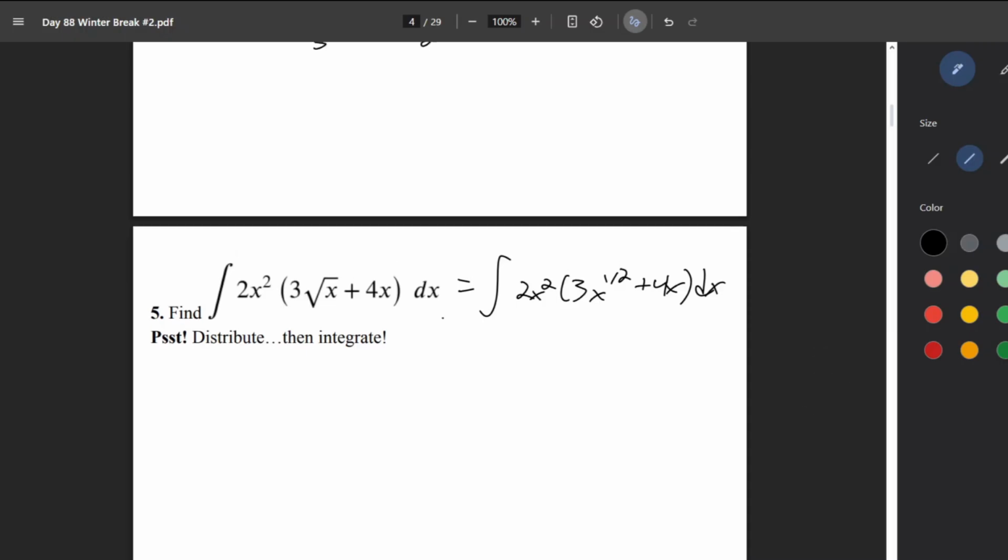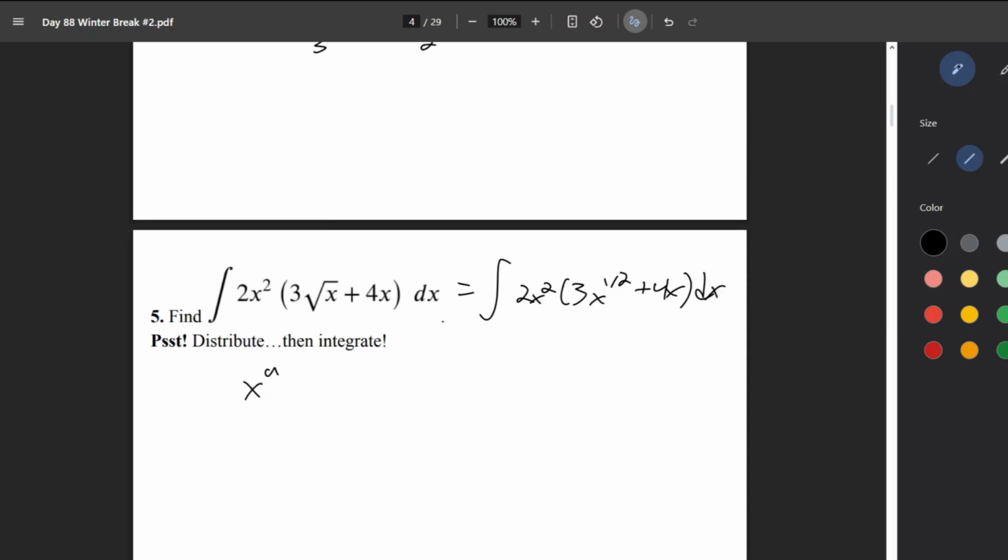Now you have to remember that x to the a times x to the b just equals x to the a plus b. So you have to remember your exponent rules as well. Since we have 2 plus 1/2, I believe this would just be 6x to the 5 over 2. Then that's the first part, and distributed, you have plus 8 over x cubed. Make sure to have this dx.